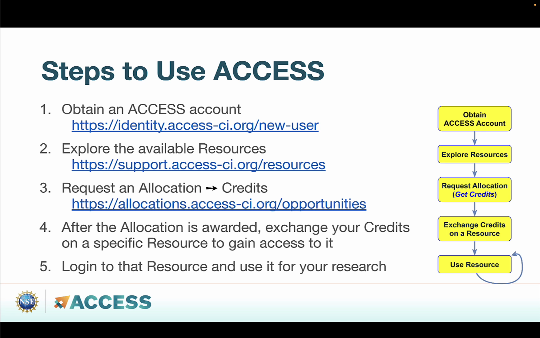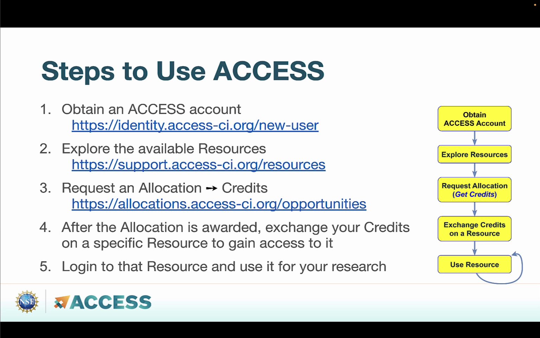So how do you go about using Access? The first step is to obtain an Access account. Second, look through the available resources and determine which one is best for your research project. Third, complete an allocation request, which provides you with credits. Fourth, after the allocation request is approved, exchange your credits for time or storage on a resource. Fifth, log into the resource and begin using it for your research.